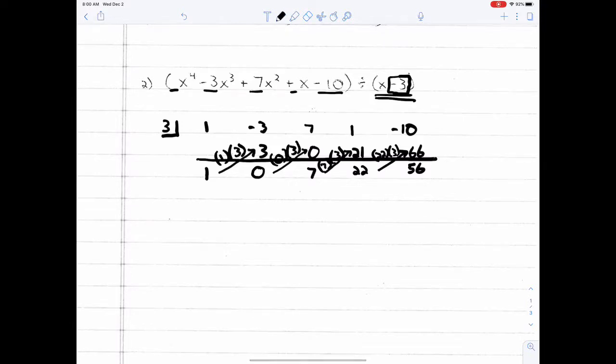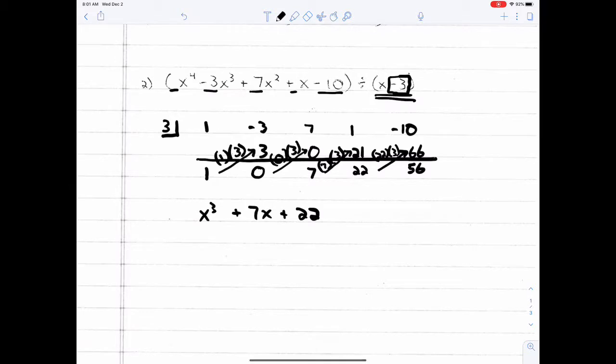So we get 1x to the 3rd plus 0x squared. We don't need to include that, right? Normally it would be like plus 0x squared, but what's 0x squared? It's 0. So I'm not going to bother putting that. Normally there'll be a number there and you'd include it. And so it's 1x to the 3rd plus 0x squared plus 7x plus 22.